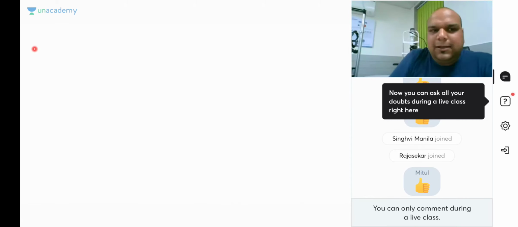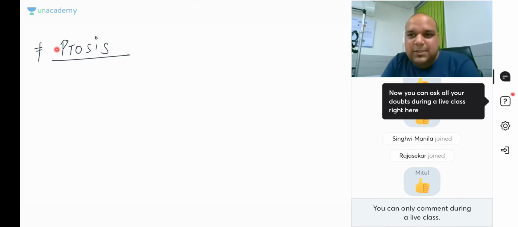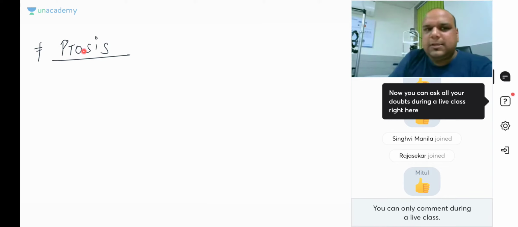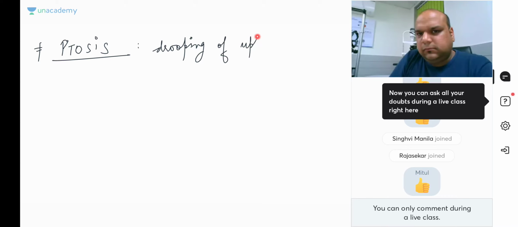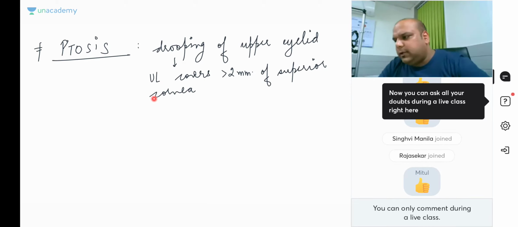Now I come on to the next pathology of the eyelid, ptosis. Ptosis we have discussed at a lot of places, haven't we? Haven't we discussed ptosis, everybody? Ptosis occurs in third cranial nerve palsy. Ptosis occurs in Horner syndrome. Ptosis is drooping of the eyelid. What I'm trying to teach you here, ptosis is drooping of upper eyelid, such that the upper lid covers greater than 2 millimeter of superior cornea. Okay, it covers greater than 2 mm of the superior cornea.